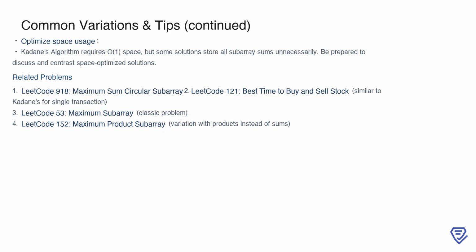Additionally, the maximum subarray problem has several related problems you may encounter. For example, LeetCode 918, the maximum sum circular subarray, requires incorporating the circular nature of the array into your solution. Another is LeetCode 121, best time to buy and sell stock, which is conceptually similar to Kadane's algorithm but applied to a single transaction in stock trading. Other variations include LeetCode 152, the maximum product subarray, which involves products instead of sums. Understanding these related problems can help you spot patterns and apply similar techniques in different contexts.